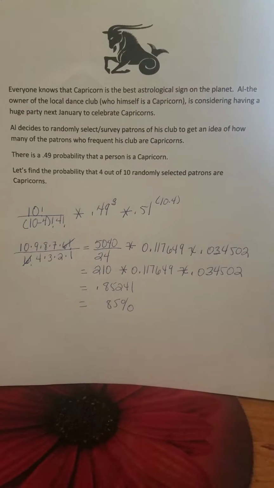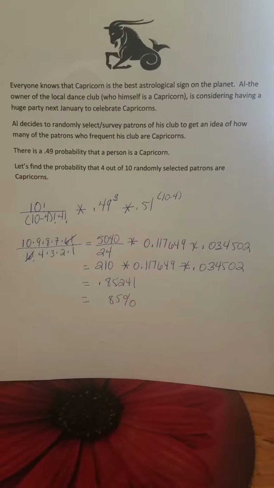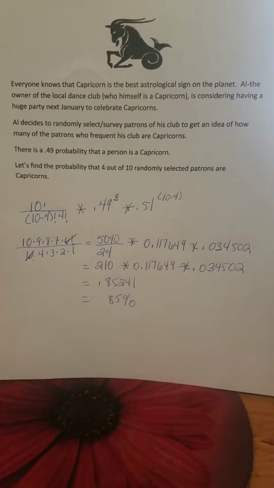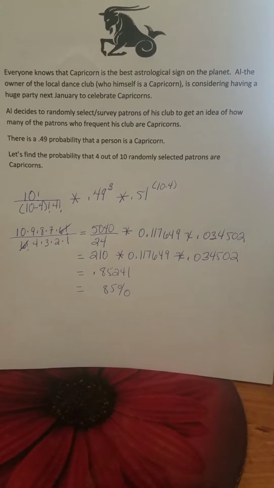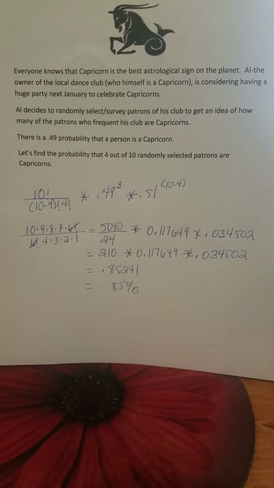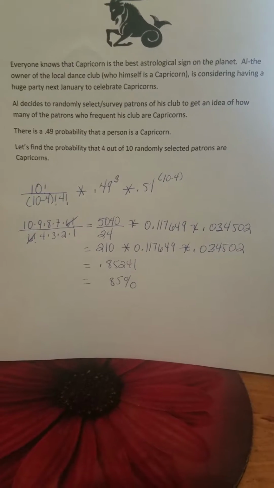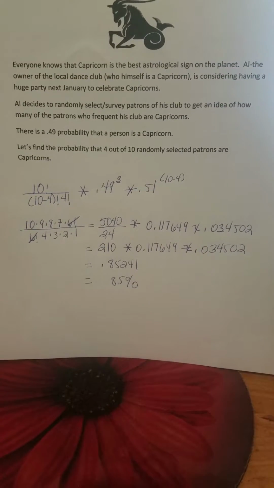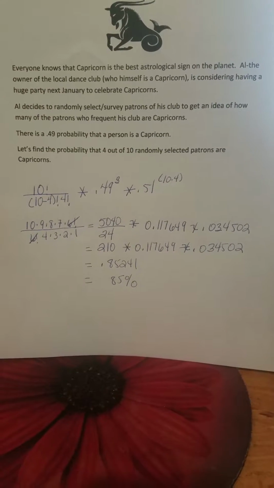So in my video presentation today, I decided to have a little fun with it. I personally am a Capricorn, and everyone knows that Capricorn is the best astrological sign on the planet. I came up with an example of a local dance club owner by the name of Al, who himself is a Capricorn, and he's considering having a huge party next season to celebrate all Capricorns.